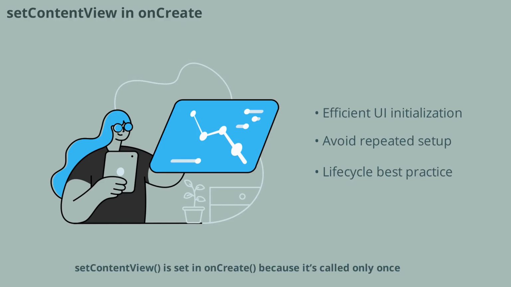setContentView is set in onCreate because it's called only once, making it efficient for initializing the UI. Setting it in onResume or onStart is inefficient, as those methods are called multiple times, and setContentView is a heavy operation.